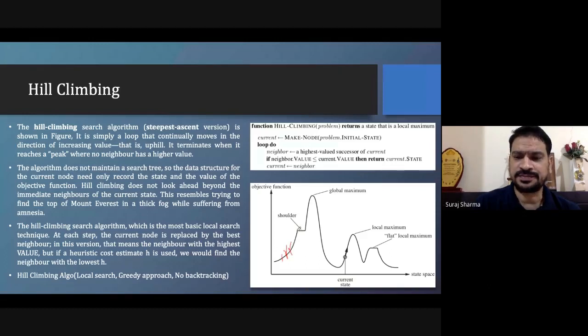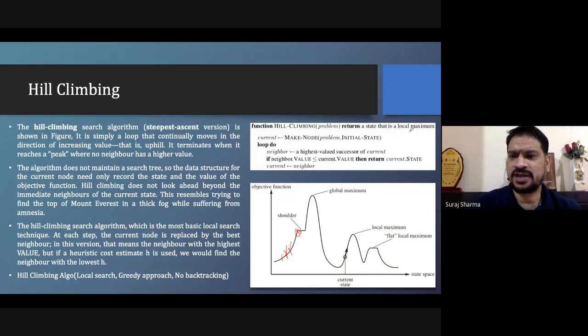When I reach here, what is my neighbor? The neighbor is this one, and this neighbor value and this peak value are the same. So I'm not going to change. Instead, I'll stay in that particular current state. I'll do that one time and go out of the loop, because I am returning the current value. That particular value is my goal node, or the goal value.